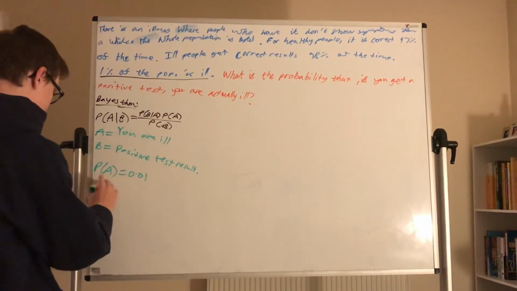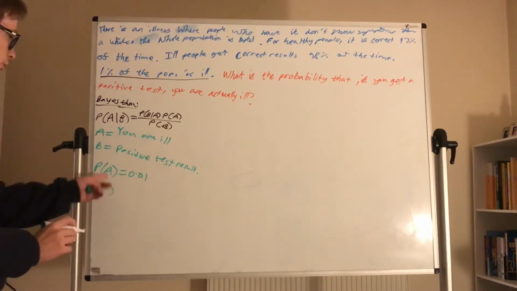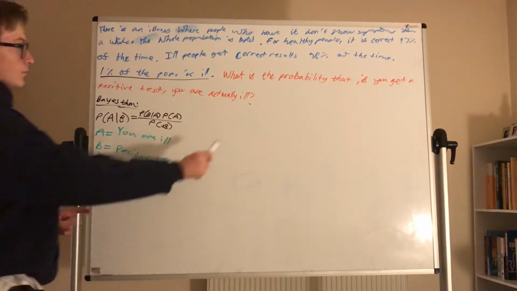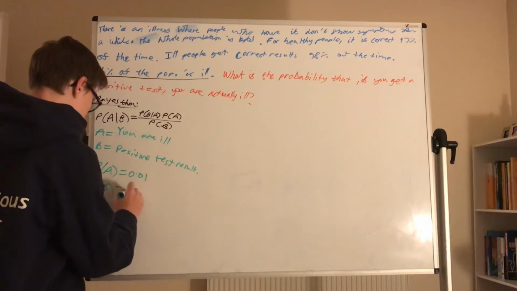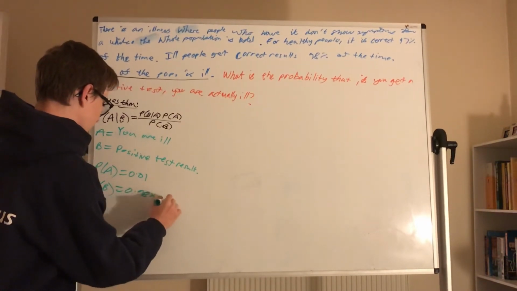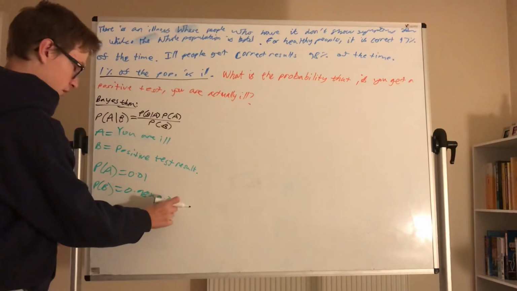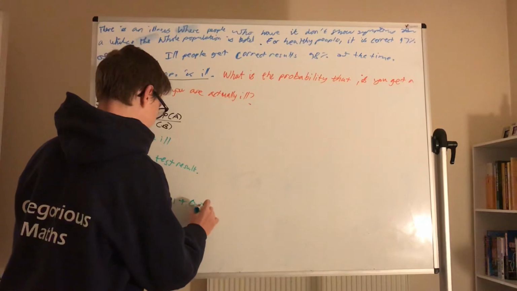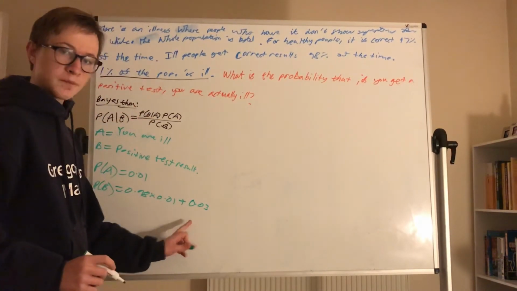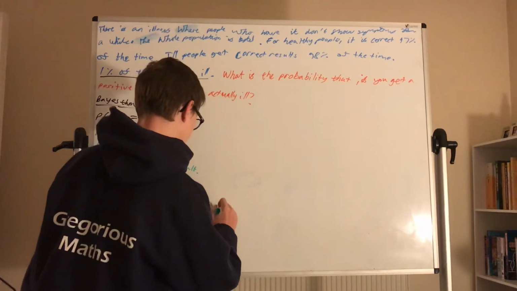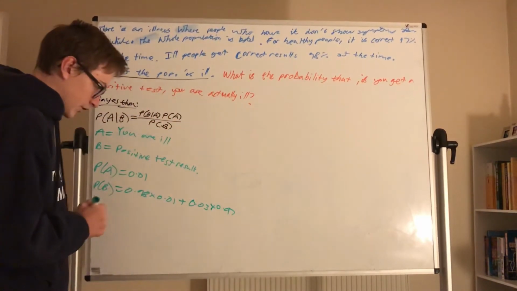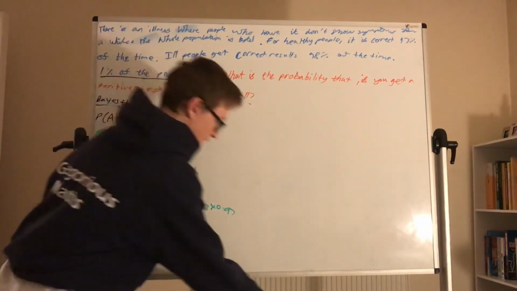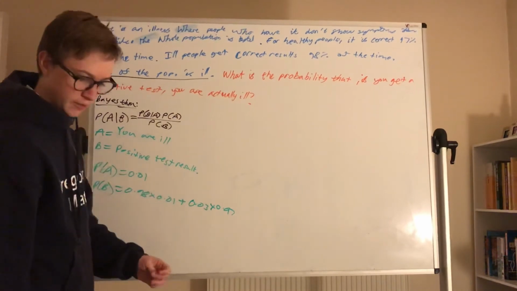P of B, so the probability that you get a positive test result, well, that is 0.98 times 0.01, because that's the actual amount of people that are being tested, plus the wrong test results, which is 0.03, because that's the percentage that get wrong test results, times 0.97, because that's the percentage of people that are healthy. So this right here is the 3% of the healthy people.